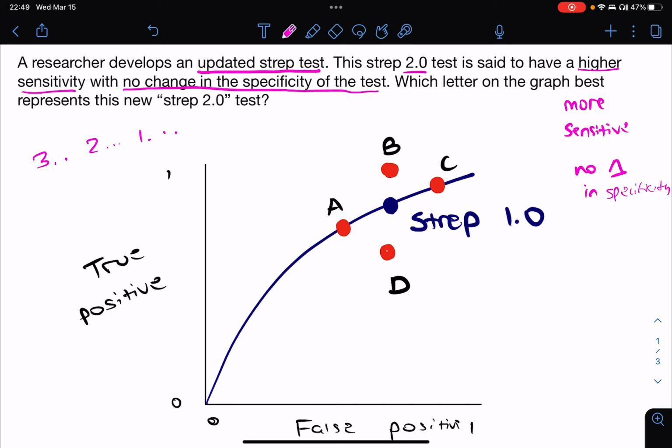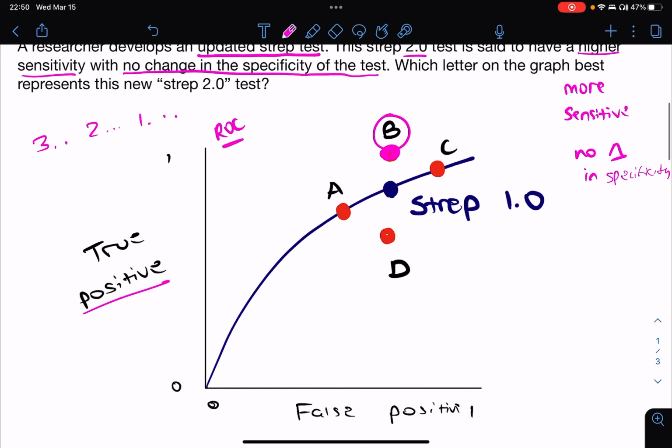And so the correct answer here is B. B is more sensitive and exactly as specific. And so the graph here is called an ROC curve. And ROC just stands for receiver operator characteristic. You really don't need to know why that's important, but it comes from military fighter planes. So all we're saying here is that we have true positives. And if you recall correctly, true positive means the same thing as sensitivity.